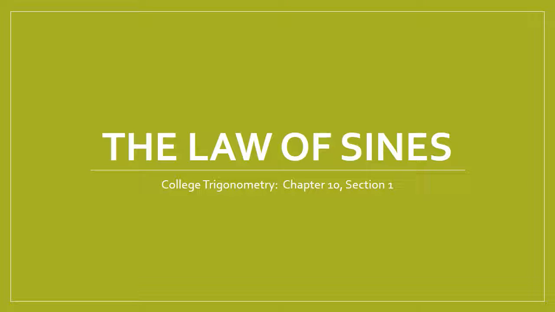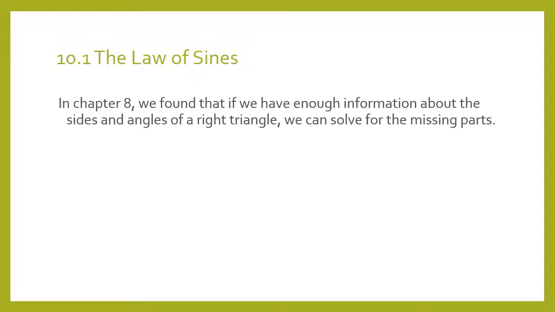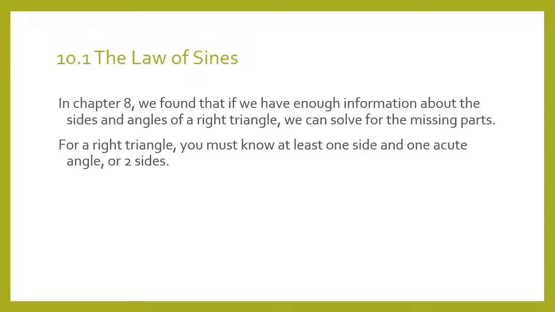College Trigonometry, Chapter 10, Section 1, the Law of Sines. In Chapter 8, we found that if we have enough information about the sides and the angles of a right triangle, we can solve for the parts that are missing.